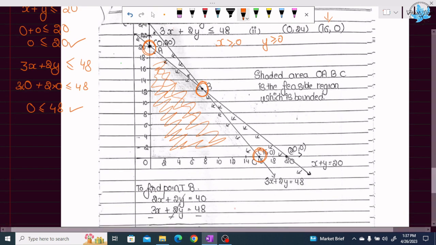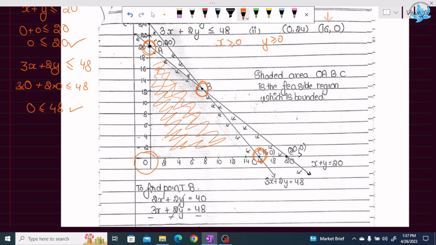Now we know the O coordinate, that is the origin. We know the A coordinate, that is 0 comma 20. We know the C coordinate, that is 16 comma 0, but we don't know the B point. So to find the B point, we will solve the two equations which intersect at the B point, that is x plus y is equal to 20, and the second equation is 3x plus 2y is equal to 48.